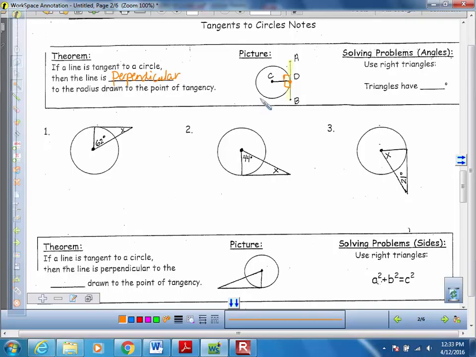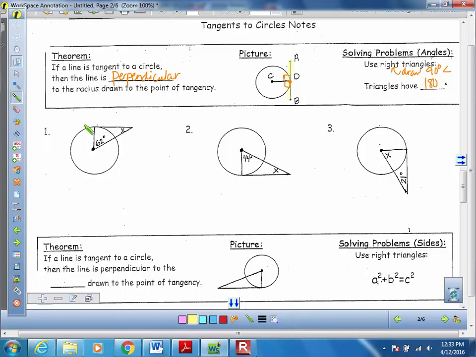Every time, you'll see when we do our examples, that we have a right triangle. That means we want to draw the 90-degree angle. And then what do we know about all angles in a triangle? They add to 180. So we're going to use those two things to solve for the angle measure. So let's look at number 1.